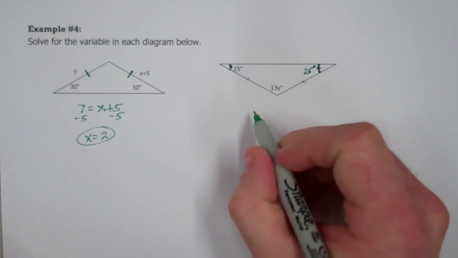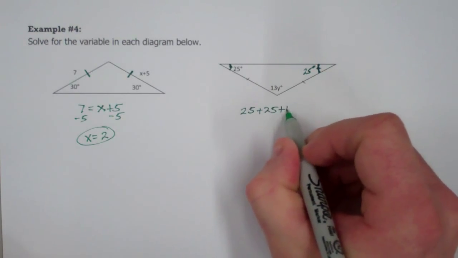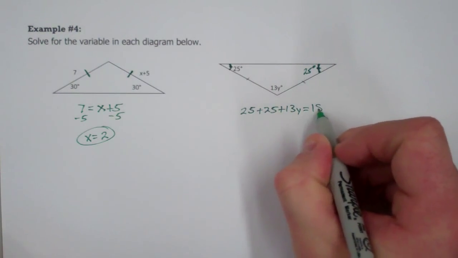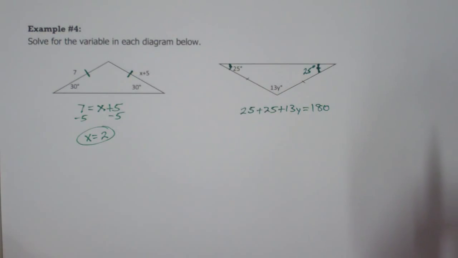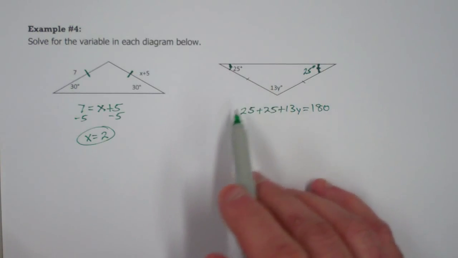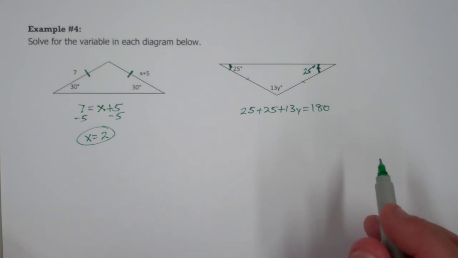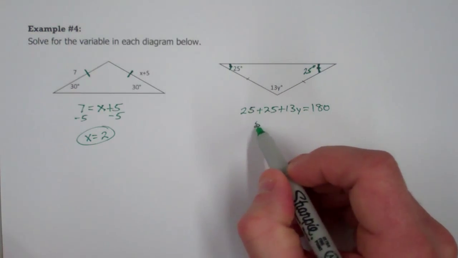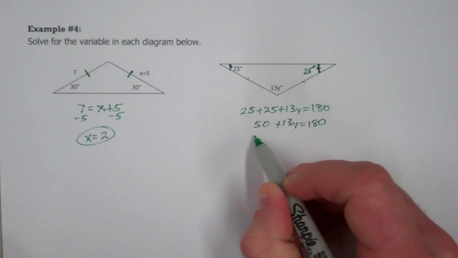And then to solve for y here, we're going to want to add all of these angles up. This is not the only way to do this problem. You could take 180 and subtract each one of those and then set that equal to 13y. But we're just going to set up the fact that if you add all three angles in a triangle, they add to or equal 180 degrees. And so we'll combine like terms here. We've got 15 plus 13y is equal to 180.